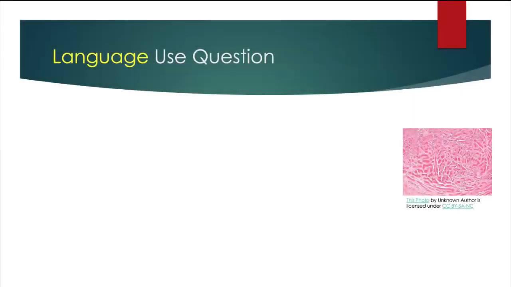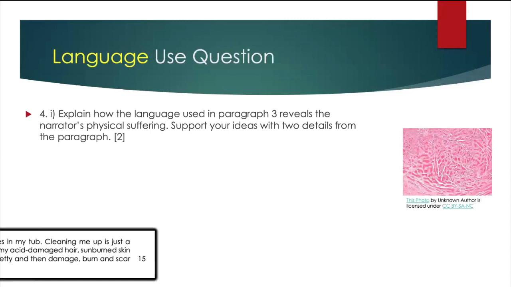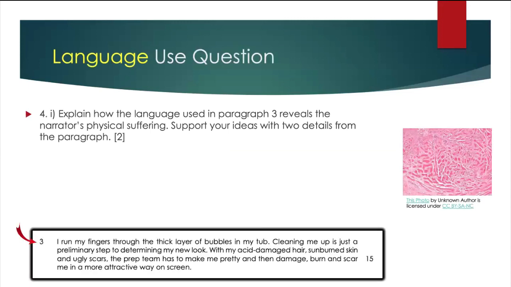This is a language use question. Explain how the language used in paragraph 3 reveals the narrator's physical suffering. And you need to support your idea with 2 details over here. Now, first of all, I want you to pick out, there are actually 3 details over here that talk about her suffering. Can you pick them out?